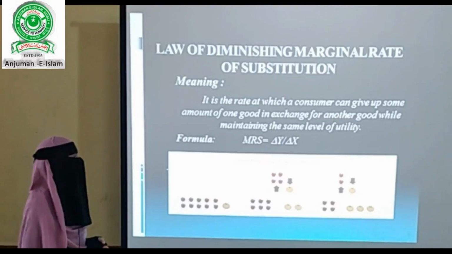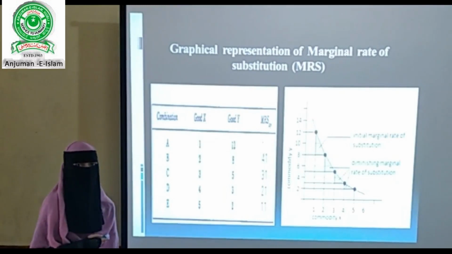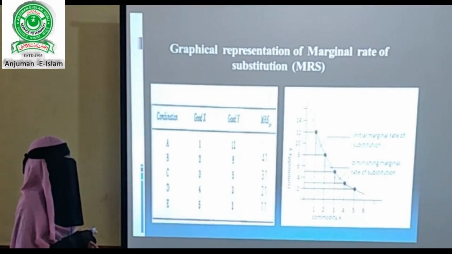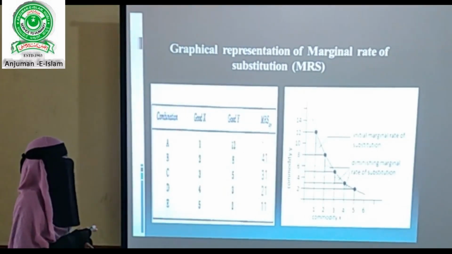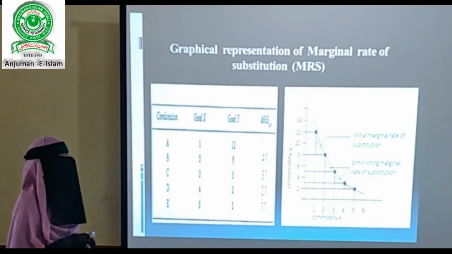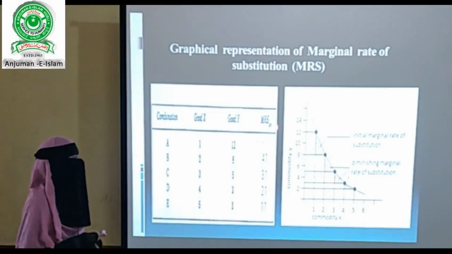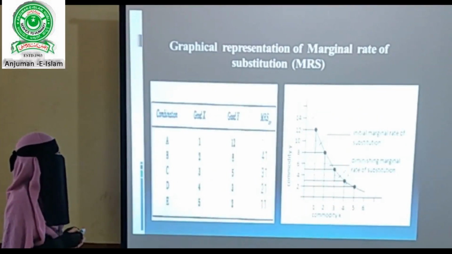The next thing we are going to see here is the graphical representation of marginal rate of substitution. Here we can say this is the schedule which is going to represent, first, combinations, second, good X, then good Y, and lastly the MRS, that is the marginal rate of substitution. The same thing has been represented in the diagram here. First we will see the schedule.